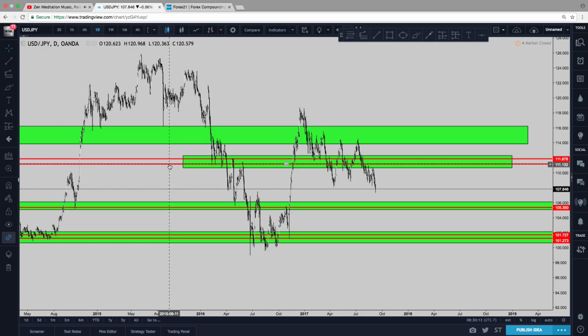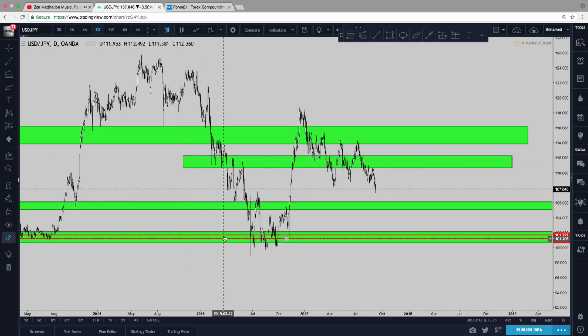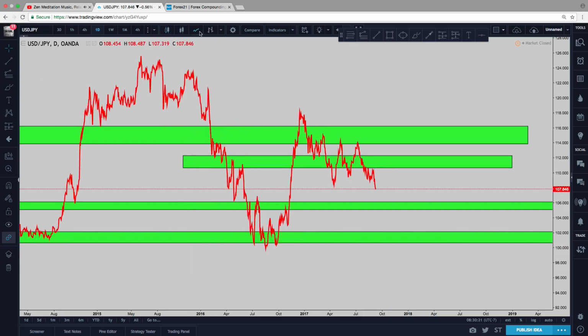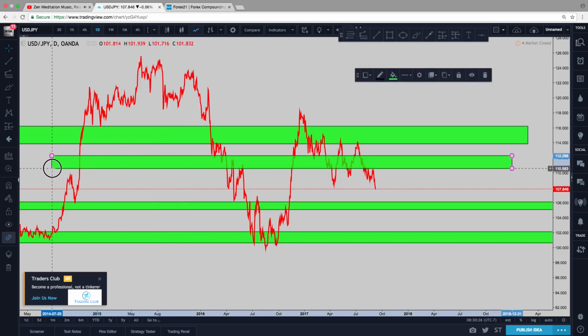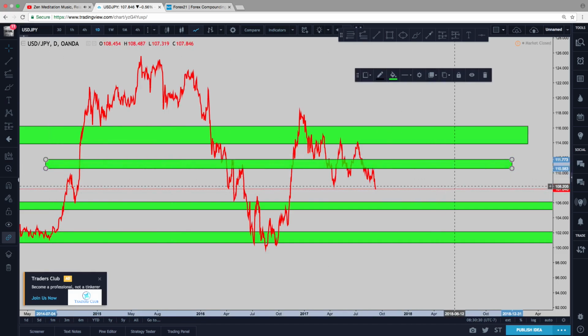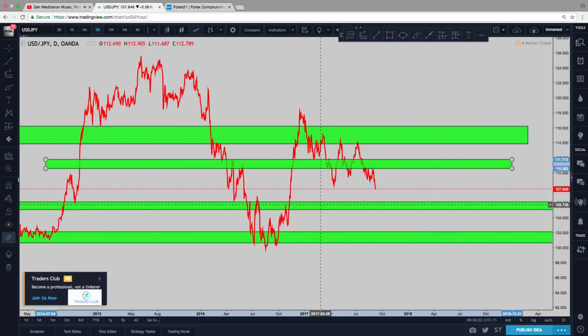So what I want to do now is go ahead and delete all these lines because I hate lines on my chart. I like my stuff to be clean. I showed you guys exactly how I got these areas, and that's that. Let me see real quick.